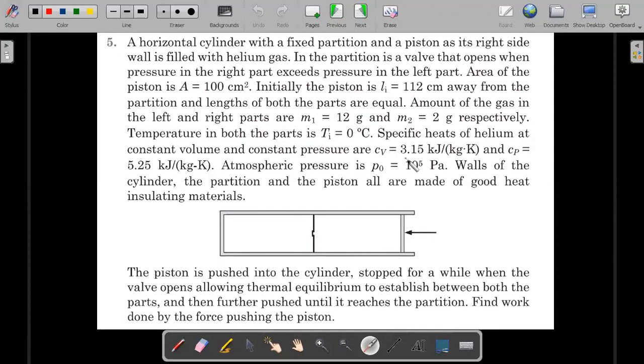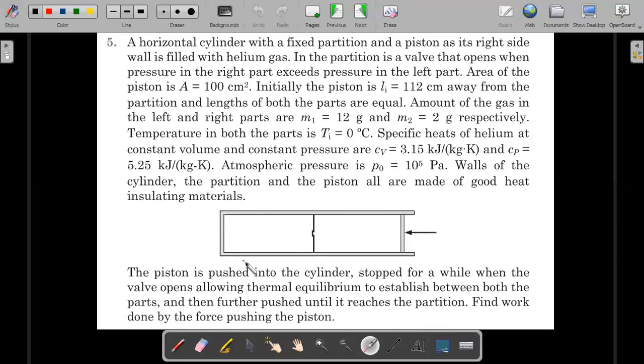The specific heats of helium at constant volume and constant pressure are given as small Cv, so this is not measured per mole, it is measured per kg. We should be careful with the final substitutions, and Cp is also similarly given. Atmospheric pressure is also mentioned outside: P naught is 10 power 5 pascals. Walls of the cylinder, the partition, and the piston are all made of good insulating materials.